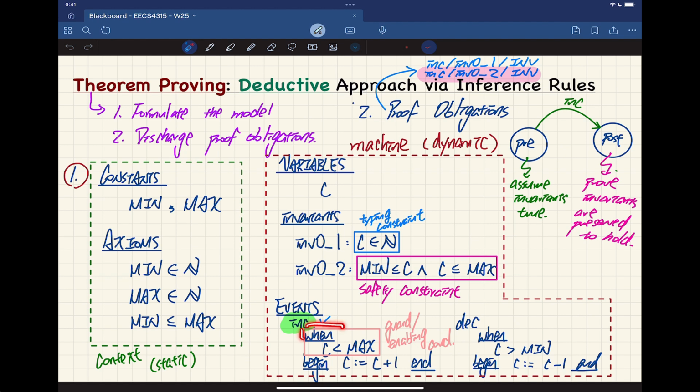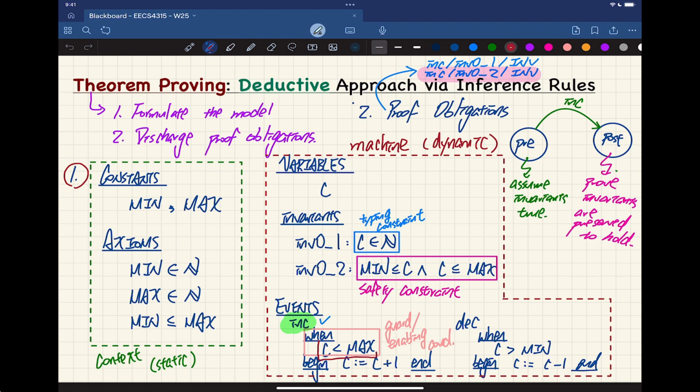And the when keyword over here, under that, we got some Boolean condition. So this will be the guard. Like under what circumstances should this event be enabled? So it may occur if C is less than maximum, that means we can keep incrementing until this is not the case. Right? So one thing you can just think to yourself is, I can add it here.